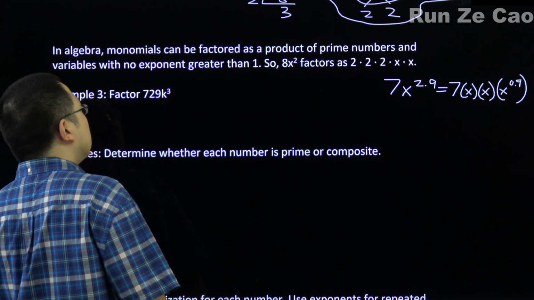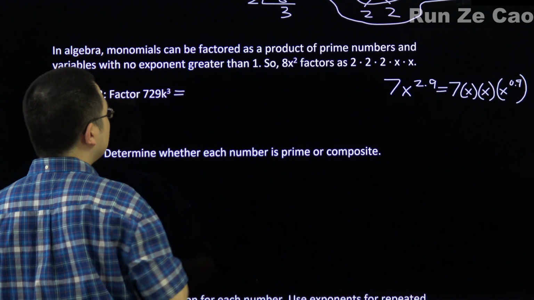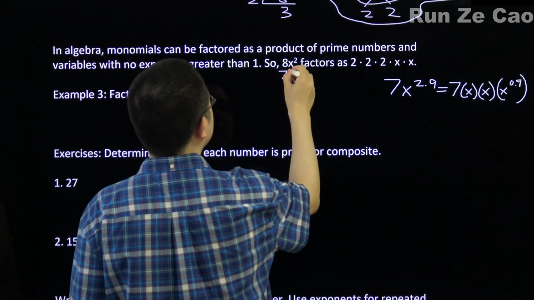So factor 729k to the third. Well, what's 729?